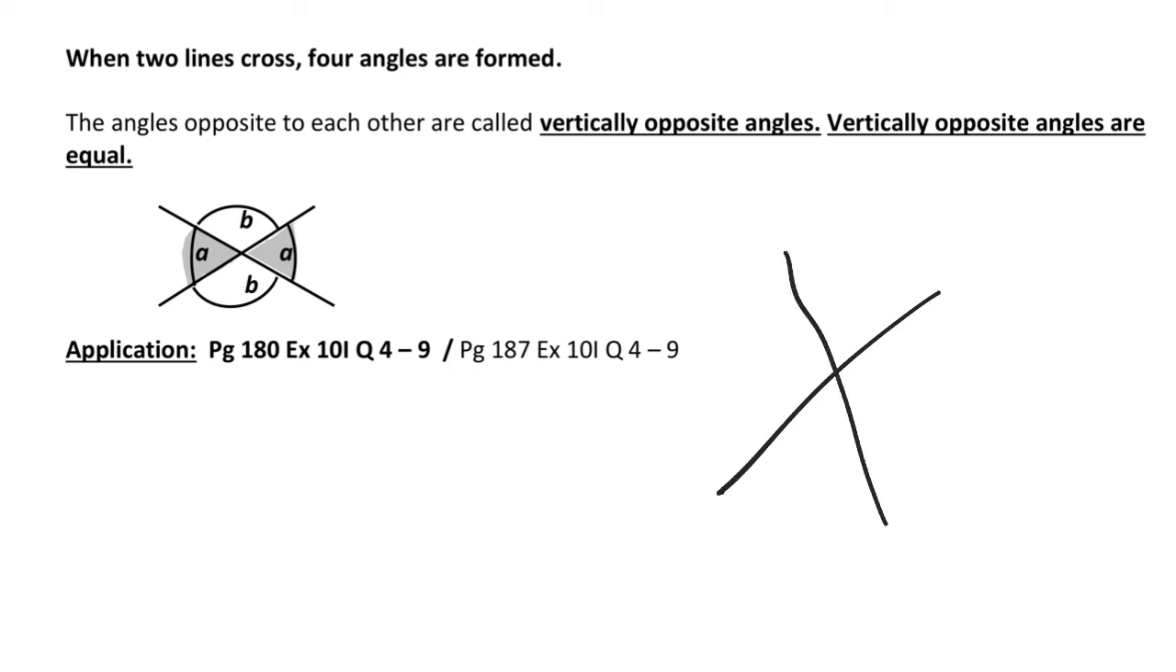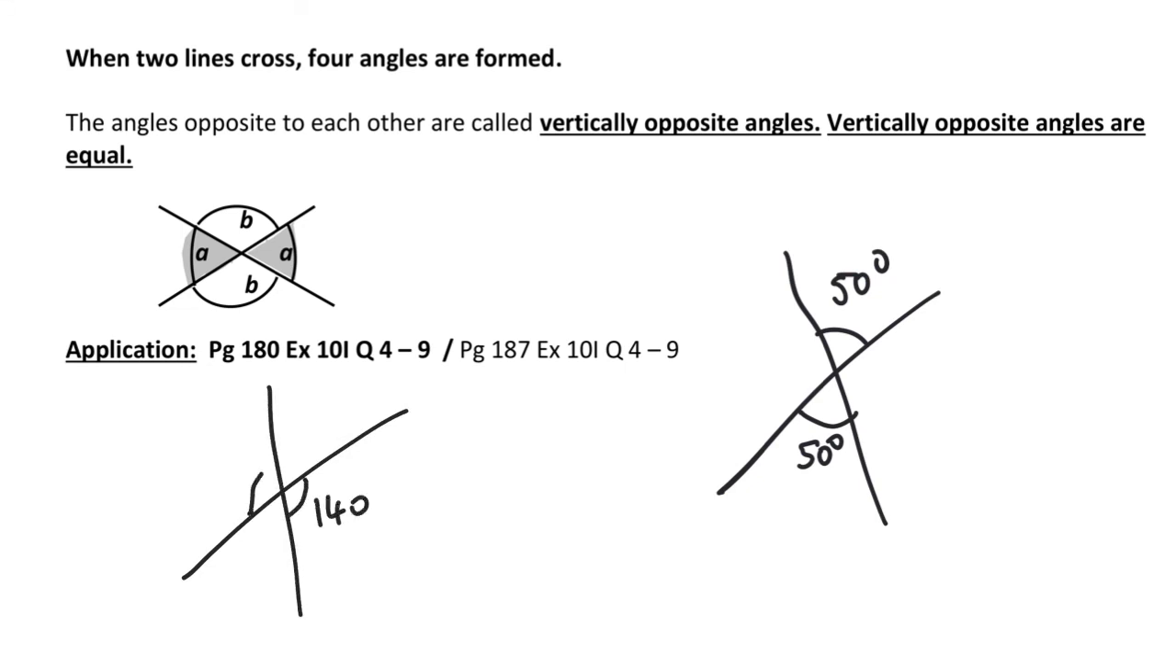So if I had a couple of examples here, if this angle was 50 degrees, then the opposite angle would be 50 degrees. If we knew that this angle was 140 degrees, then the angle opposite is also 140 degrees. And the ones that we haven't figured out, well, they would be equal as well. So these two blue angles are also equal because they're vertically opposite, as are these green angles as well.